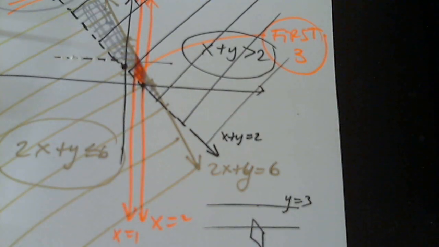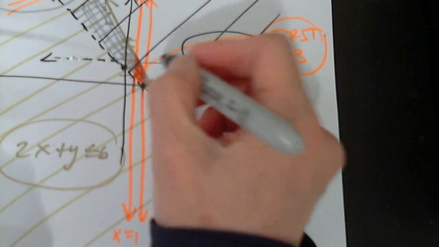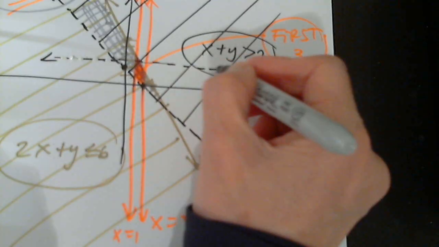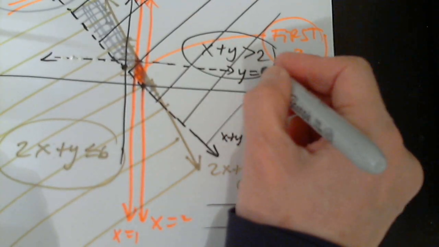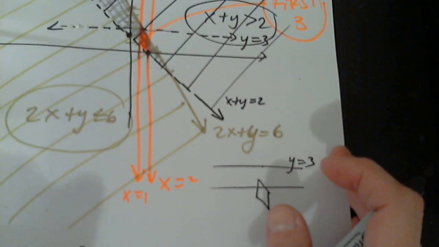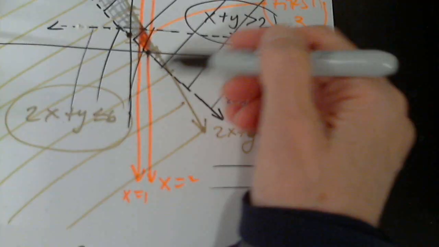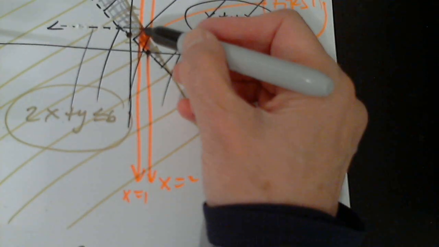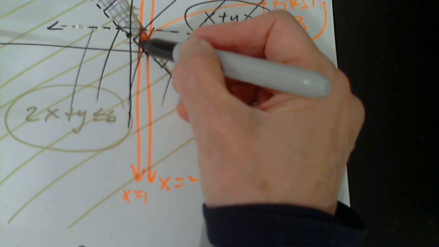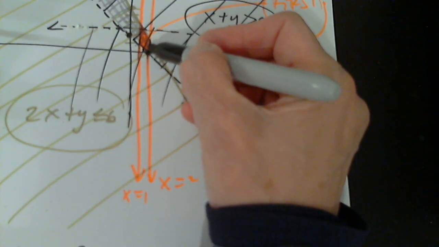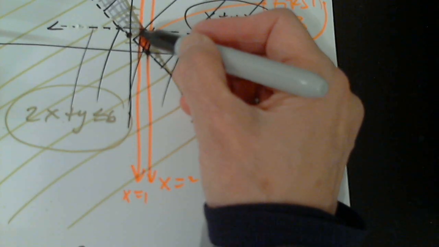It's not a solid line. So this is y equals 3. And y less than 3 is very clear, it's the area below. So when we intersect, we're left with this piece, this piece, this piece, this piece.